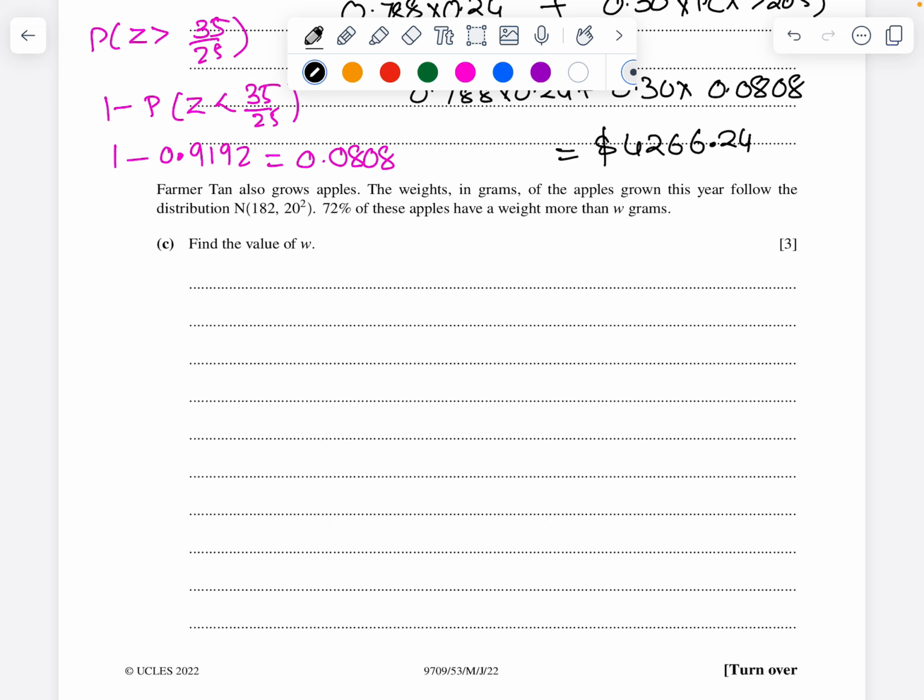Farmer Tan also grows apples. The weights in grams of the apples grown the following year have mean 182 and standard deviation 20. 72% weigh more than W grams.